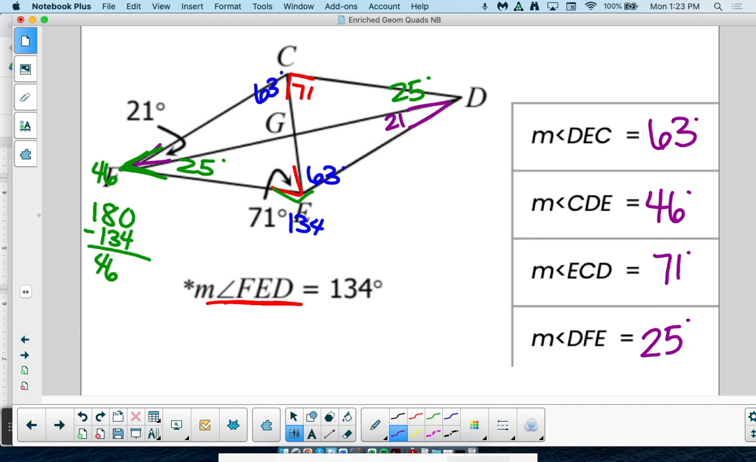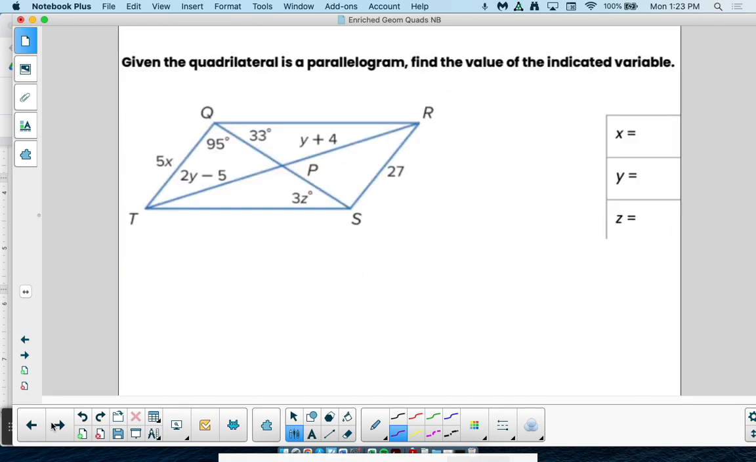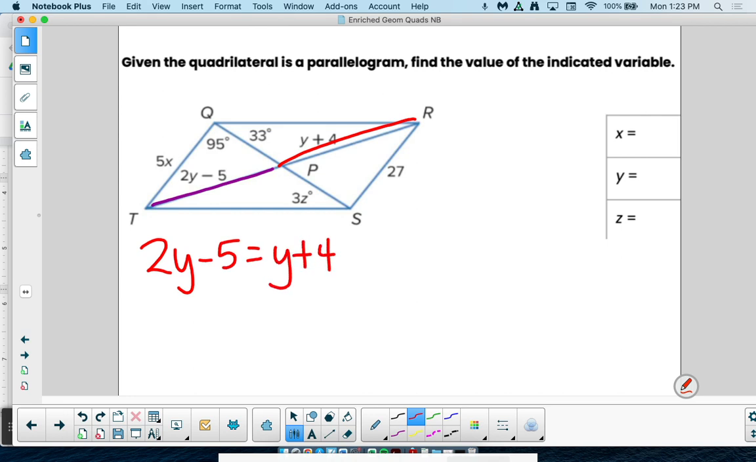Nothing crazy. Oh, because they're next to each other. What variable do you guys want to find first? X, Y, or Z? Y. So those are our diagonals. What do you know about those two chunks? They're equal. This minus 1. Y equals 9. Yep.